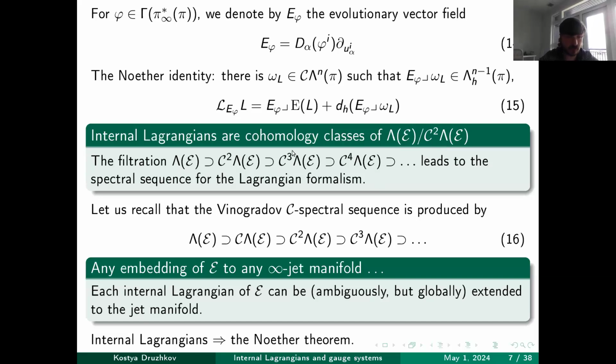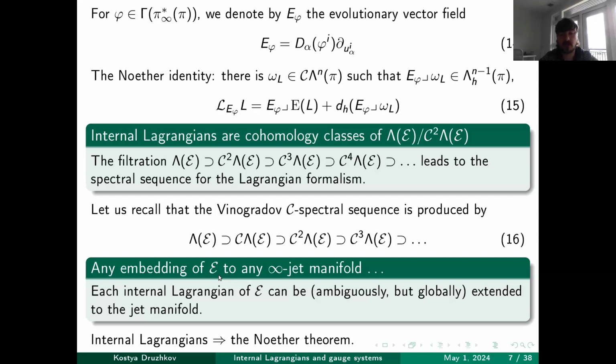It is worth mentioning that there is the Vinogradov C-spectral sequence that is produced by a similar filtration, but here we have all terms. We have the de Rham complex, Cartan forms complex, twice Cartan complex, etc. While in the case of the Lagrangian formalism, there is no Cartan complex here. Our filtration starts with twice Cartan complex. So this is the only difference between the corresponding filtrations.